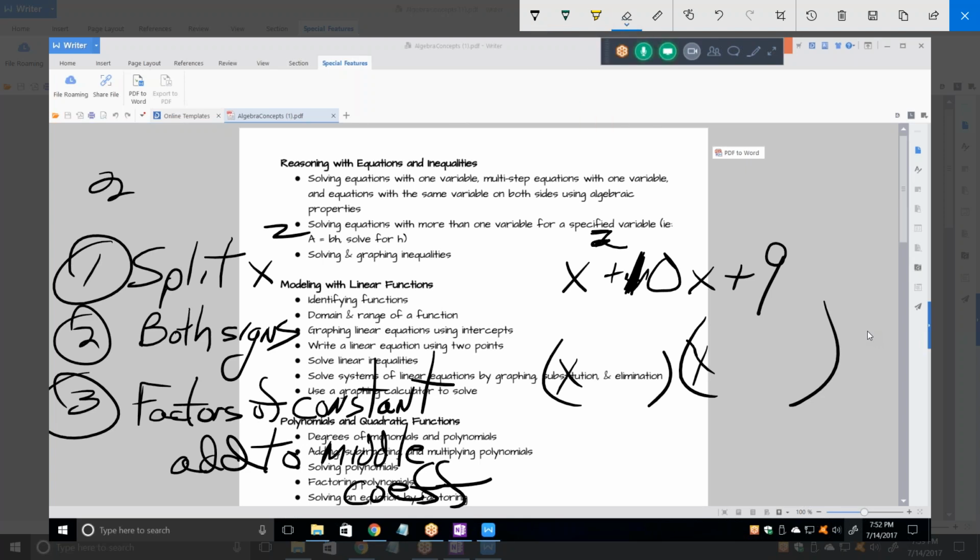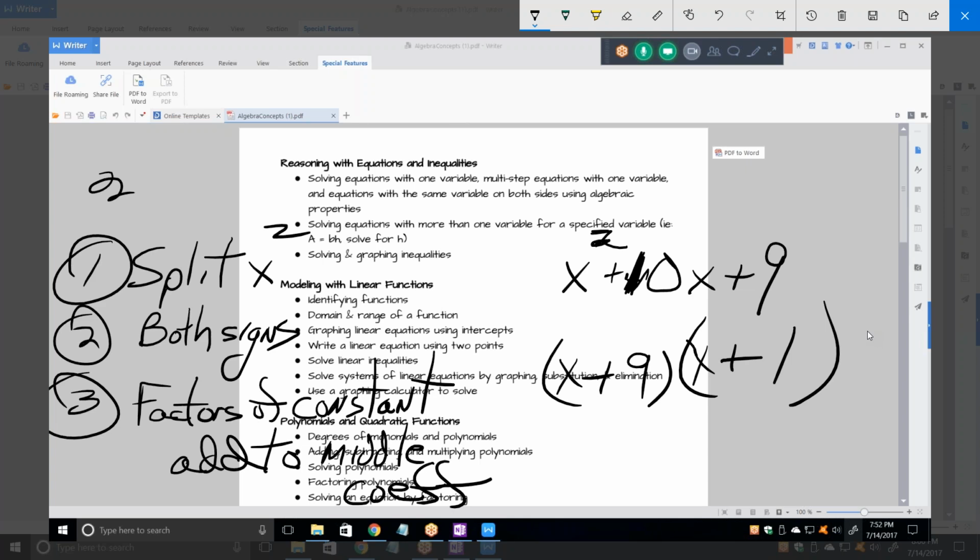Okay. It's the second step. It would be x plus on both sides. And the third step. What's the constant? 9. What are factors of 9 that add to the middle coefficient, which is 10? 9 and 1. There you go.